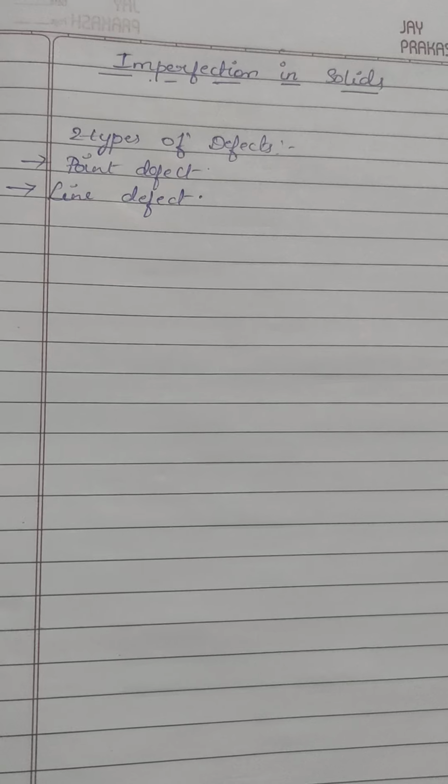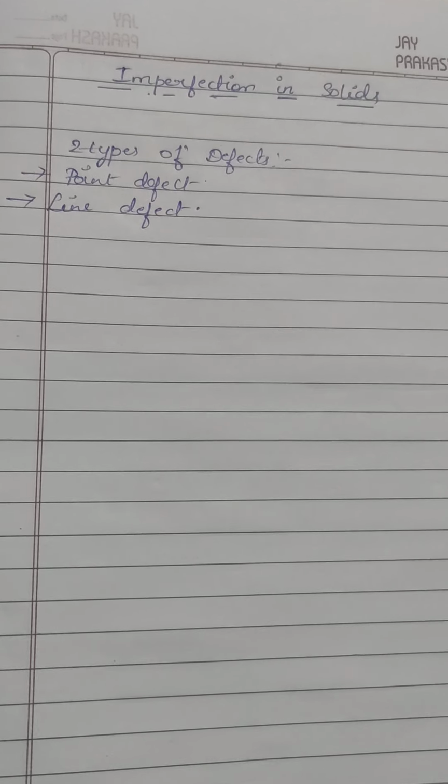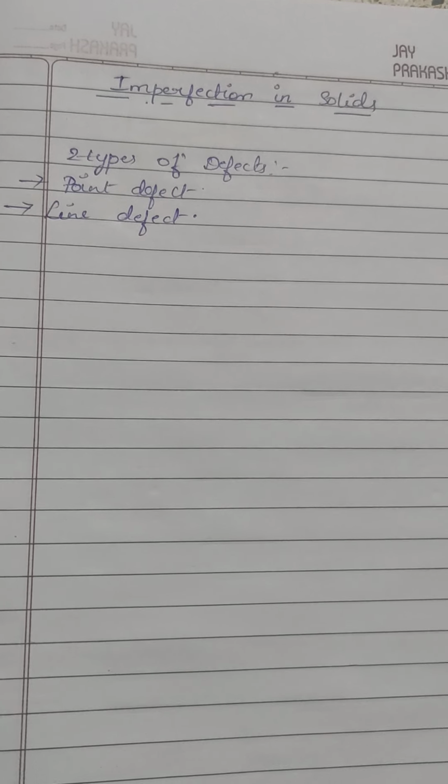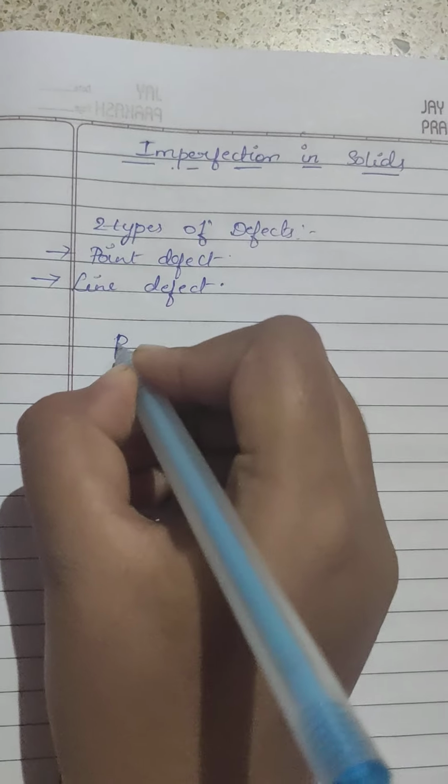So what do point defect and line defect mean? The irregularities from the ideal arrangement around an atom or a point will be the point defect, and the line defects will be the irregularities from the ideal arrangement in the entire row. Means if the defect is found at a point, it will be called a point defect. If the defect is found in the entire row or one line, it will be called a line defect. We will be discussing only the point defect, not the line defect. So let's see what point defects are.